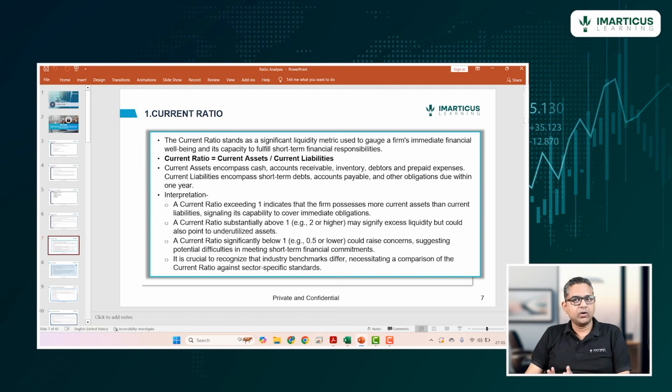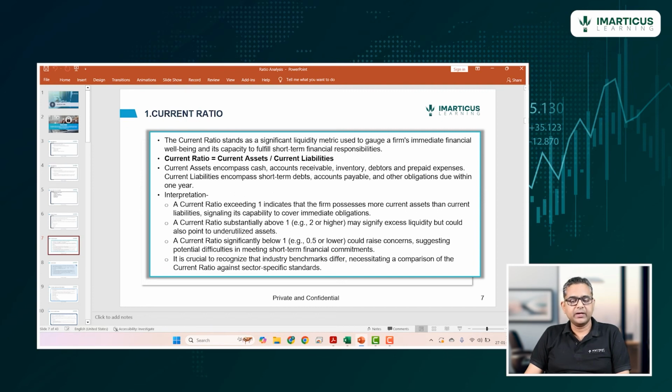If it is more than one, it means that our current assets are more than current liabilities and we can easily fulfill our current liabilities through our current assets. Whereas if it is less than one, it means our current assets may not be sufficient to cover our current liabilities and we need to generate funds from somewhere else. Current assets encompass cash, cash equivalents, accounts receivables, inventory, debtors, prepaid expenses. Current liabilities include short-term debts, accounts payable, and other obligations due within 1 year.